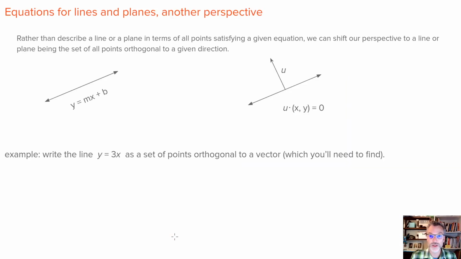Like I said, that's not the only possible way. We could also come up with a vector that's orthogonal to the line, and then, just by virtue of it being orthogonal, if I take the dot product, it's going to be all points x and y that satisfy this equation. Okay? So we could look at that here.